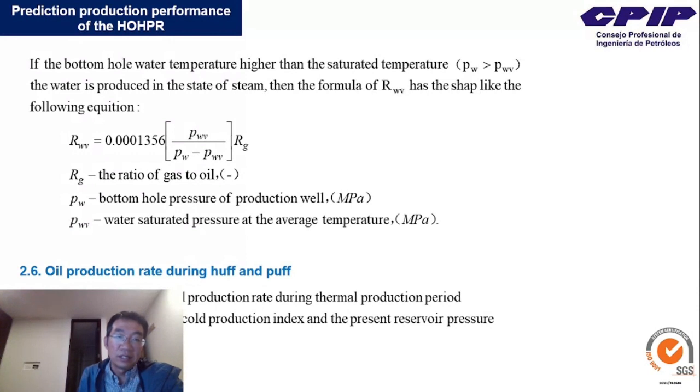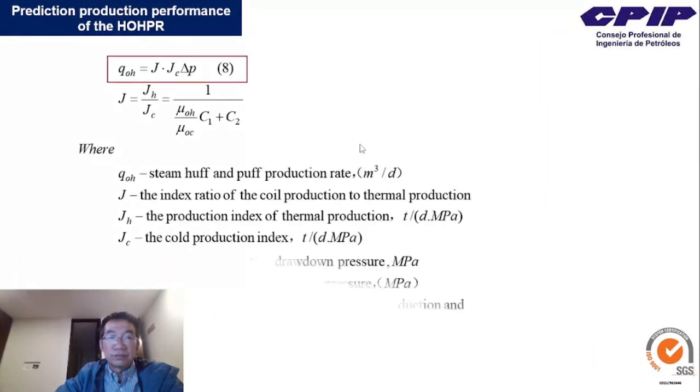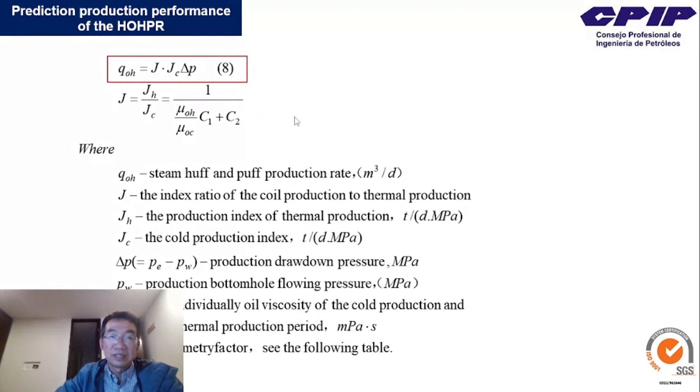2.6 oil production rate during huff and puff. If we want to predict the oil production rate during the thermal production period, firstly we should know the cold production index and the present reservoir pressure. This is the formula for this QOH. QOH means steam huff and puff production rate.